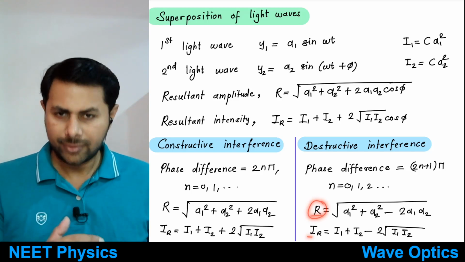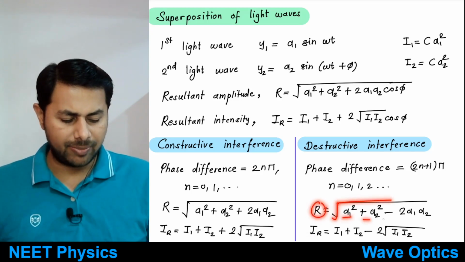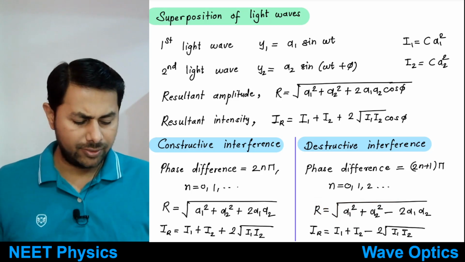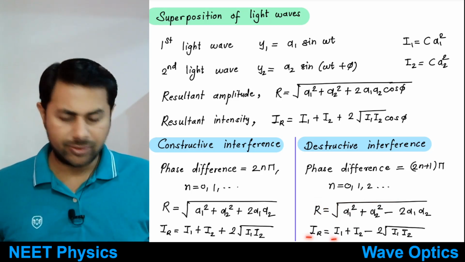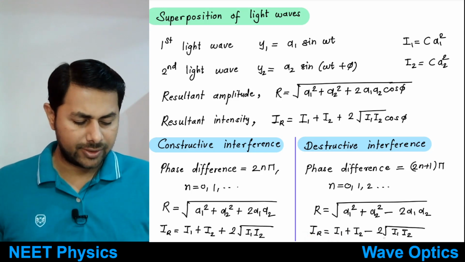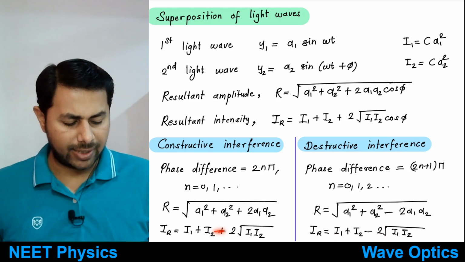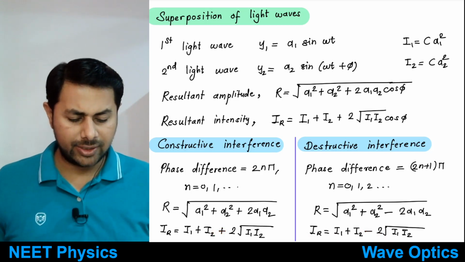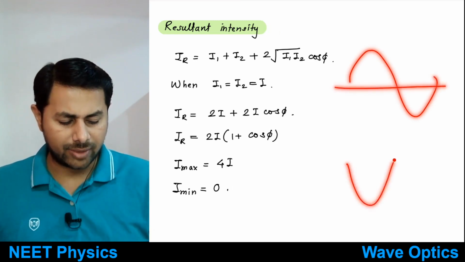Then what happens to the amplitude and the intensity? So the resultant amplitude would be equal to what? Square root of a1 square plus a2 square minus 2 a1 a2. Okay, and resultant intensity is equal to I1 plus I2 minus 2 times root of I1 I2. Just this plus sign will become minus. Okay, and what does it mean? It means that crest of first one falls on the trough of second one.